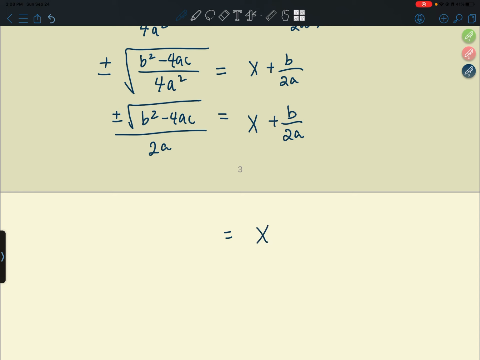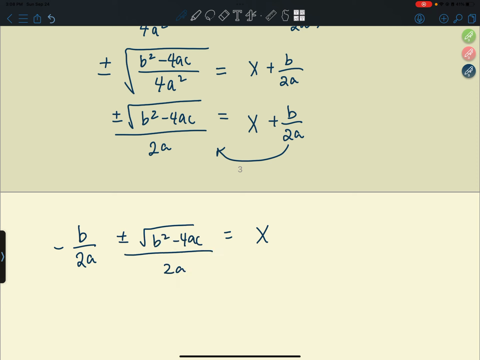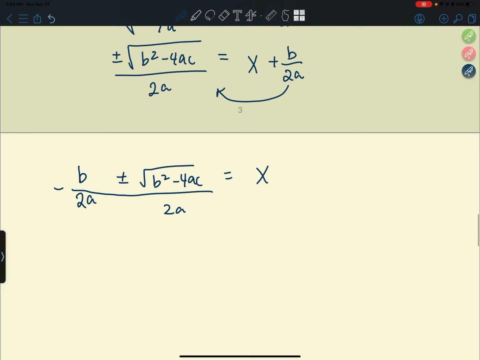All that's left to do is to move this to the other side. So let's do negative b over 2a plus or minus the square root of b squared minus 4ac over 2a. And we can see that we can actually combine these fractions because they have the same denominator. So let's do that. And then this negative sign we can move up here.